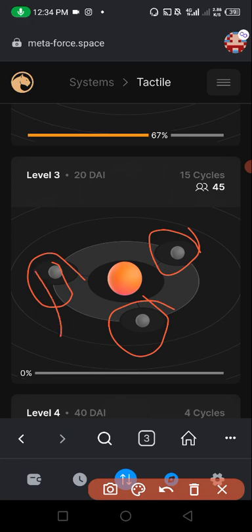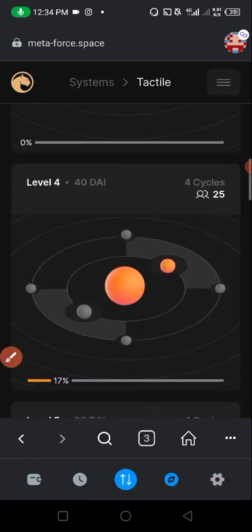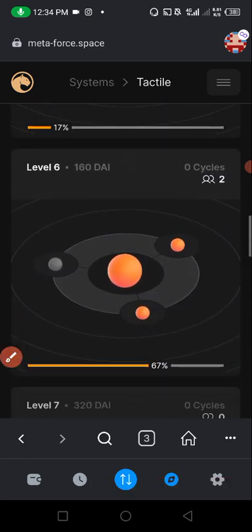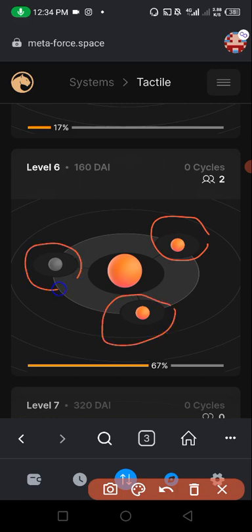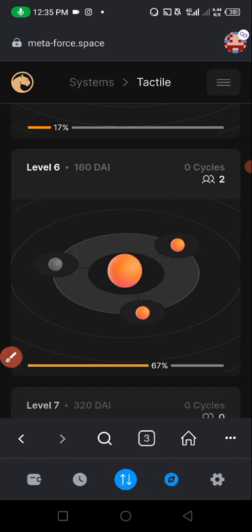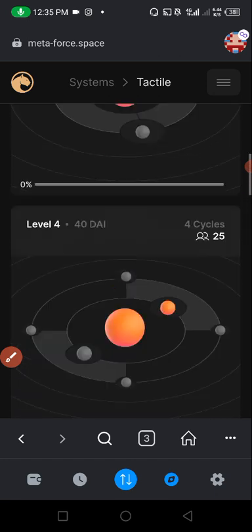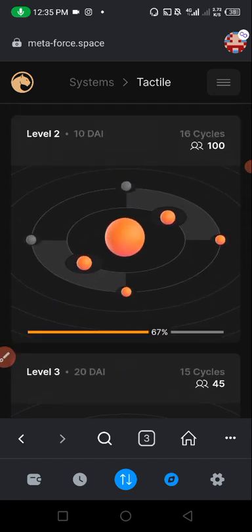The same thing happens for level six, which is another S3 level. You can see it. One cycle on this level is $160. Another cycle on this level is $160. Then the last one is to recycle the level. After recycling, the process continues again, and it keeps going like that. So that's basically how you earn on these levels that are carrying 3 circles. So for now, I think those are the ways to earn on MetaForce Tactile.